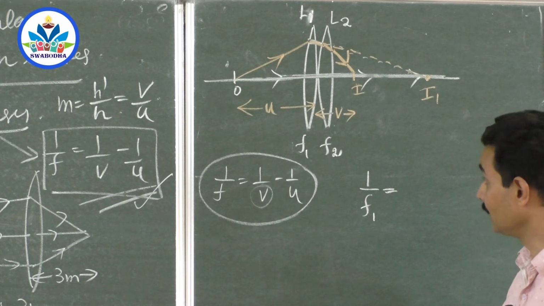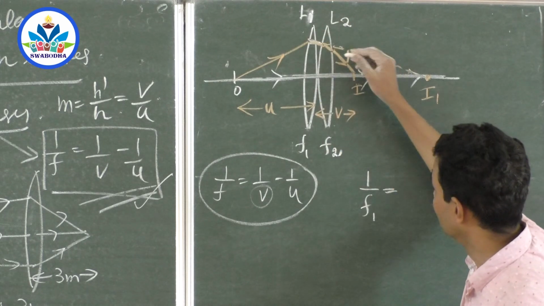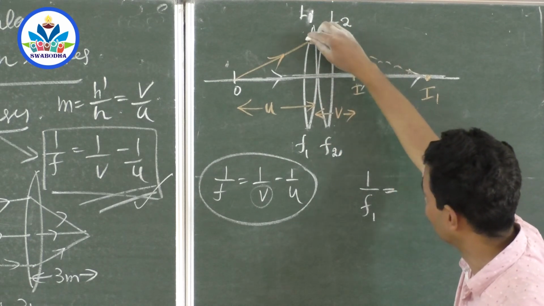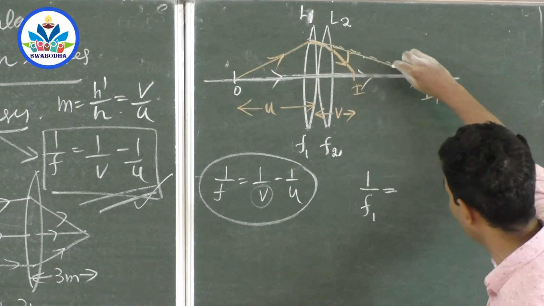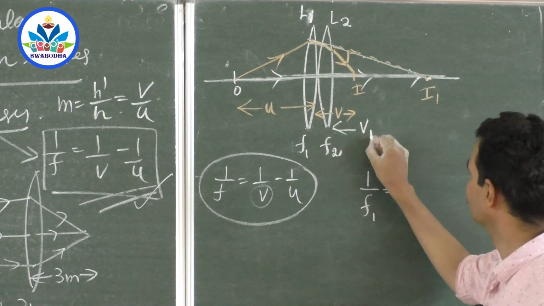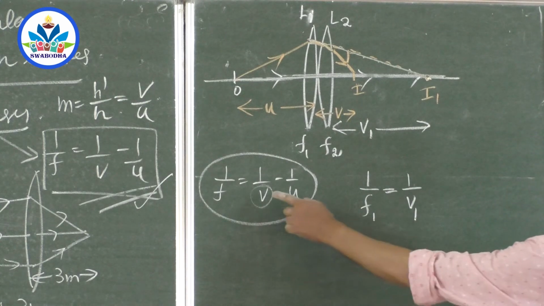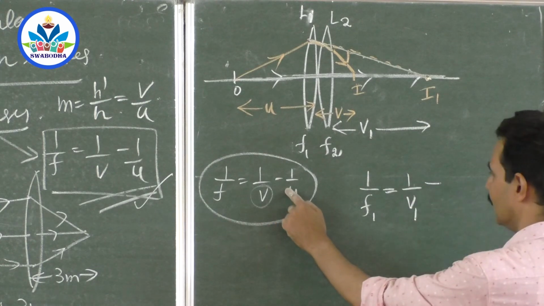What is the image? Where is the image of the first lens? The first lens alone will bend the ray only this much. The second lens will do this like this. But the first lens alone will do it and it will form the image here. So shall I write this as v1, image distance? So 1 by v1, the image distance for the first lens, minus 1 by u.